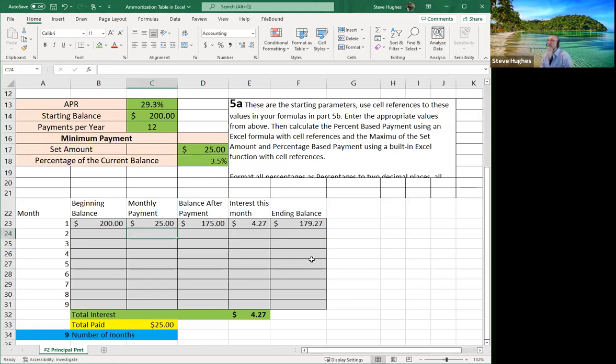In this particular question, we have a loan that's $200. We're going to be making monthly payments. It is an APR, that's annual percentage rate, of 29.3%. Now they've told us that we have a set payment of $25 and or 3.5% of the current balance. So we want to know what is the payment that we need to make. We need to make the maximum amount of the percentage or the set amount, either one.